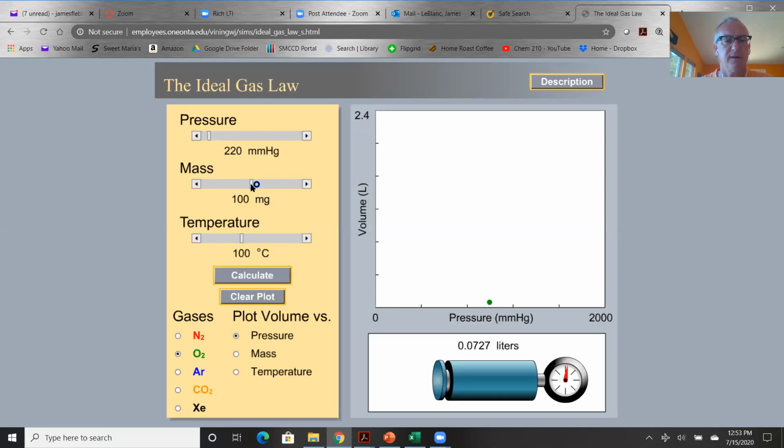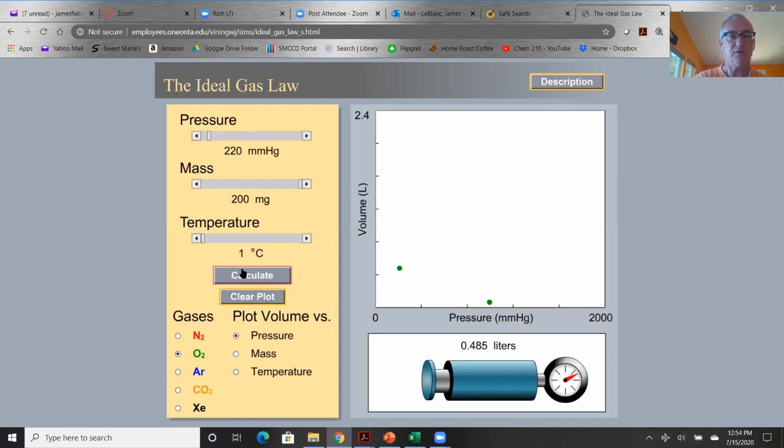And mass, well, pick a large mass. That'll give me a large volume too. And I'll start with a low temperature, go all the way down, and then just hit calculate. So there's my number at the bottom. It plots it for you, but you really can't write that down as a number, because if you just look at the plot, it's not immediately apparent what those actual numbers are.